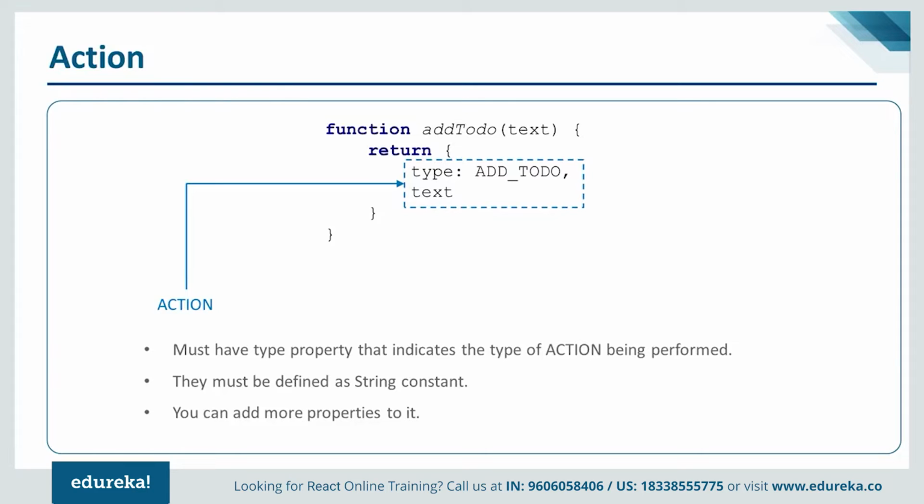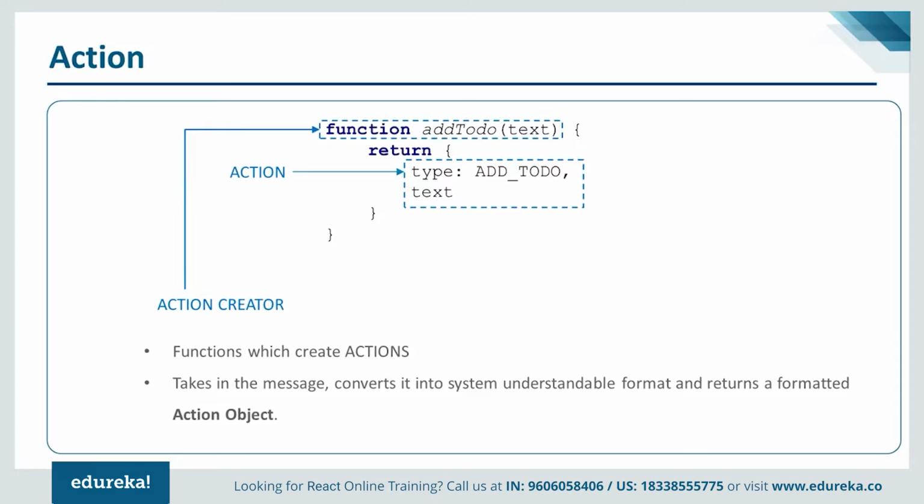This is very important to understand that every action needs to be defined as a string constant. And then again, you can add more properties to it. Now, action creator. Functions which create actions are called action creators. As you can see, this is the function add2. So this is called the action creator. It takes in the message, converts it into a system-understandable form or format, and returns a formatted action object. So as you can see, again, this type is the mandatory part for any action in Redux.